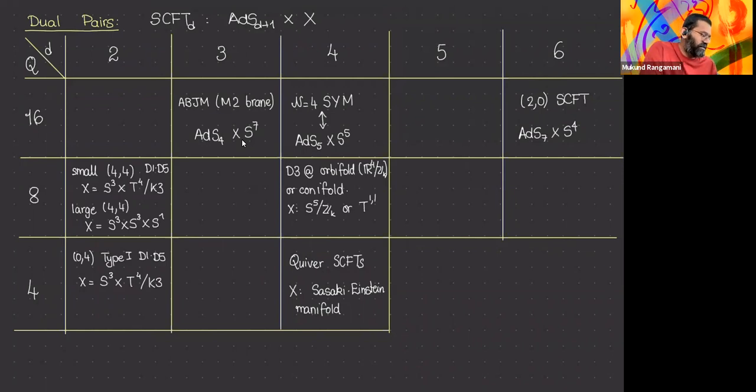So the one example we started with is the D3 branes in flat space in 10 dimensions. And that gives us N=4 super-Yang-Mills dual to AdS5 × S5. So that's the example we began with.